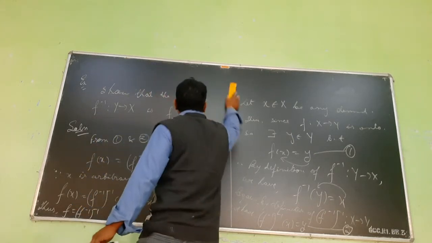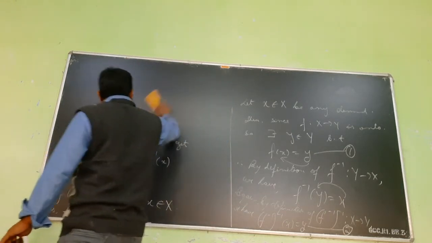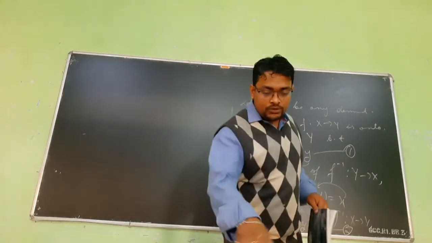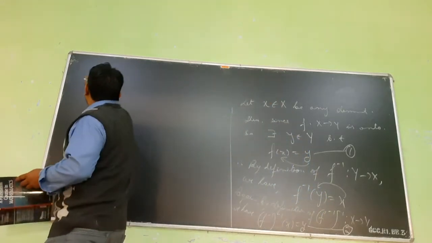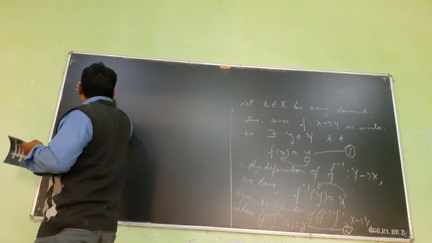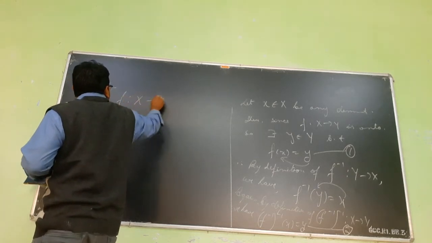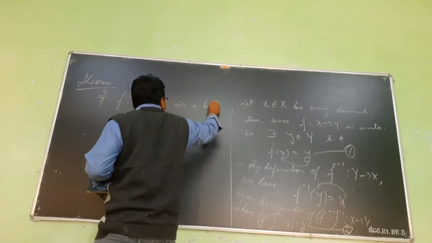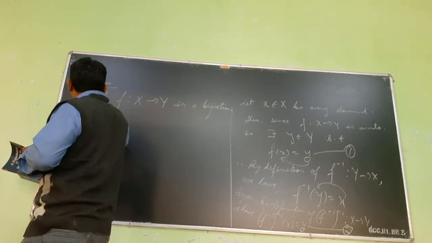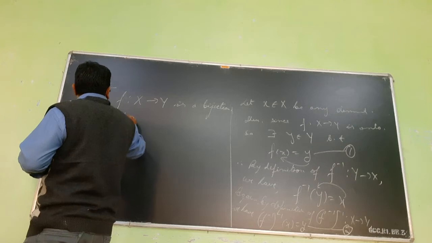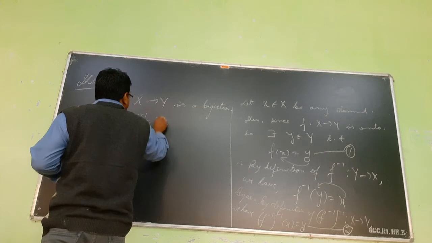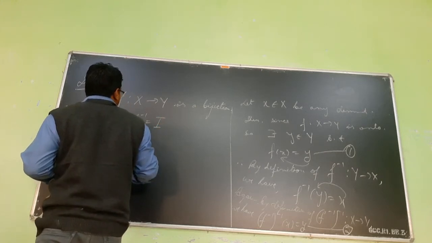So next, let us see another one. We will take it as a theorem. This is practice for you. The theorem is this: if f from X to Y is a bijection, then f o f inverse is the identity function on what?